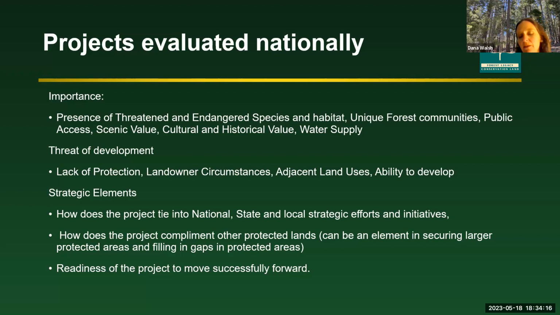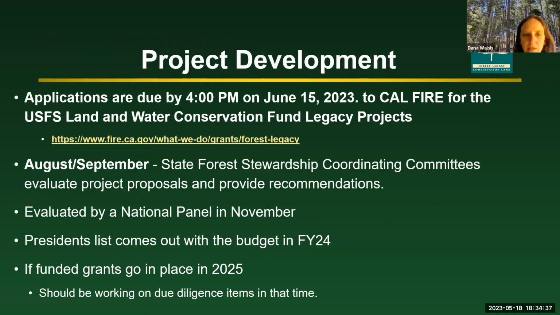How does it connect in with other protected lands? Is it part of an important habitat corridor that goes through an area? And then the final element is how ready is the project to move forward? So has there been an appraisal? Do we know if there's limitations on the title? Has there been discussions about what a conservation easement could look like? So this is how we evaluate projects at the national scale.